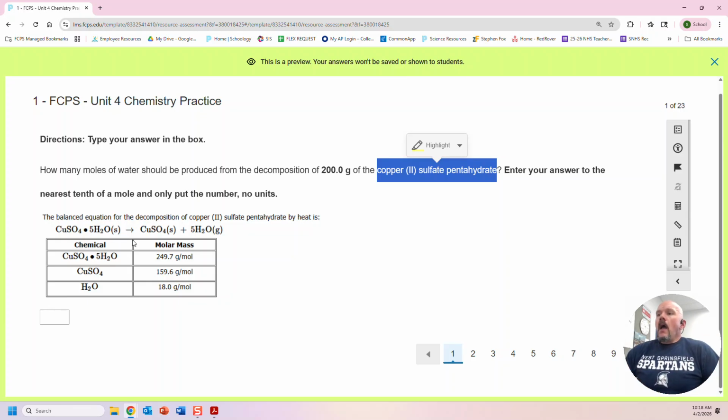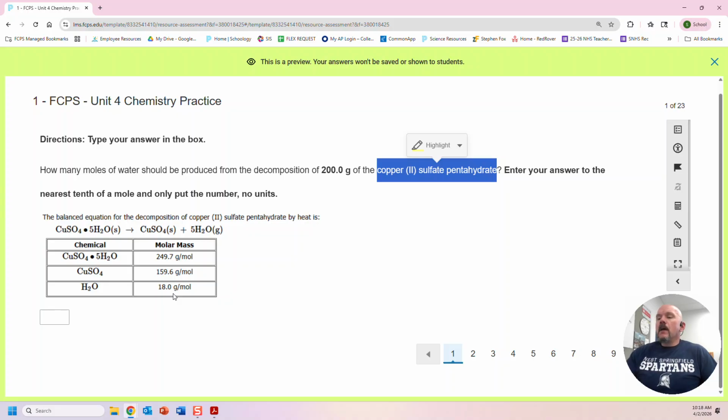Okay. All right. So, and then they gave us the molar mass of the hydrate, of just the salt, and just water. And notice for water, they're telling us 18.0 instead of 18.02. So just use 18.0 in your calculations because that's the molar mass they gave you. If they didn't give you the molar mass of water, yeah, just use 18.02, right?